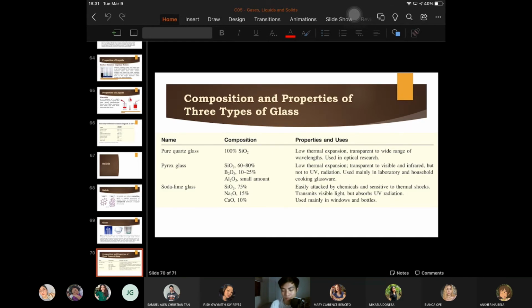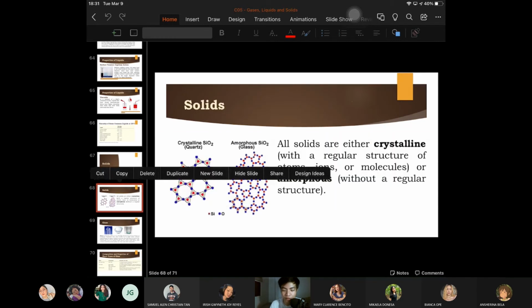And for solids, again, there are two types of solids, crystalline and amorphous. Crystalline, sila yung ordered patterns. So ito sila, ordered yung patterns. That's why matibay sila. Example would be yung yellow. O kaya yung quartz.